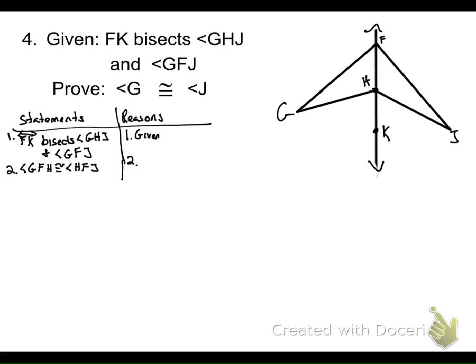We know something else about being bisected. So that angle is being bisected, but also angle GHJ is being bisected. So what happens to those two angles down here? What do we know about GHK and KHJ? We know that they are also congruent, right? So GHK is congruent to angle KHJ. And we know this because it's the definition of an angle bisector.